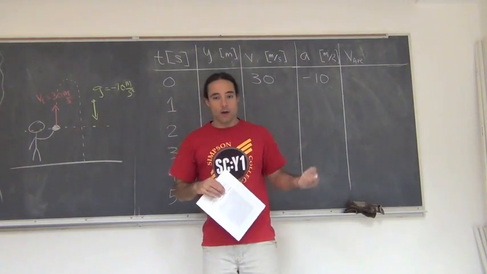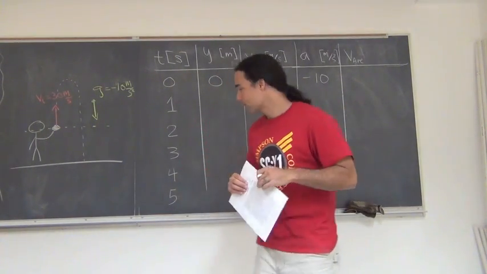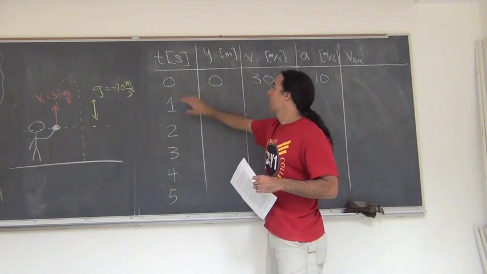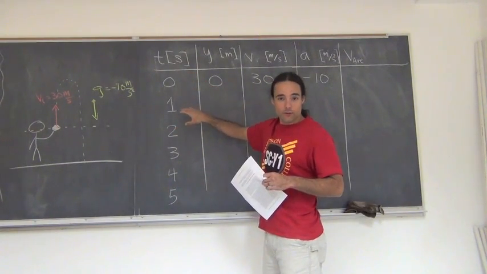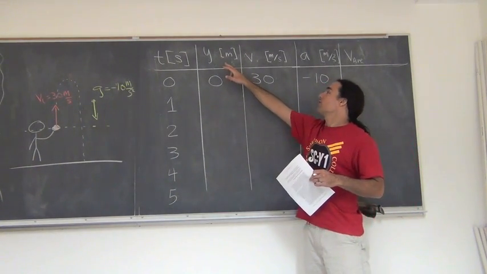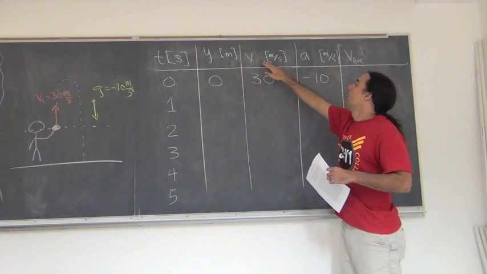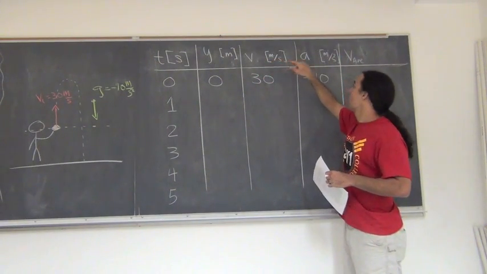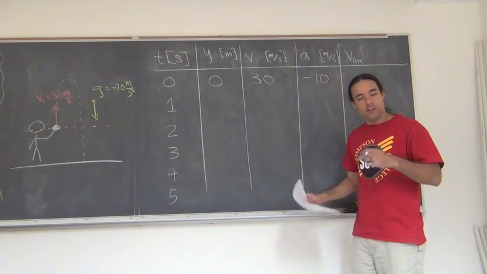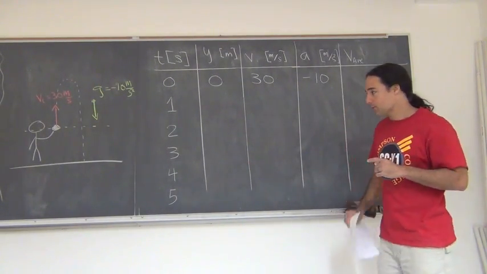Gravity is going to pull it down at about negative 10 meters per second squared. So we're rounding that up. And we're going to look and see what happens at different times, so at time t equals 0 seconds, 1 second, etc. We're going to see how high we are from our starting point, what our velocity is, what our acceleration is, and what our average velocity is. So let's see if we can figure out what each of these values are at each of these different times.